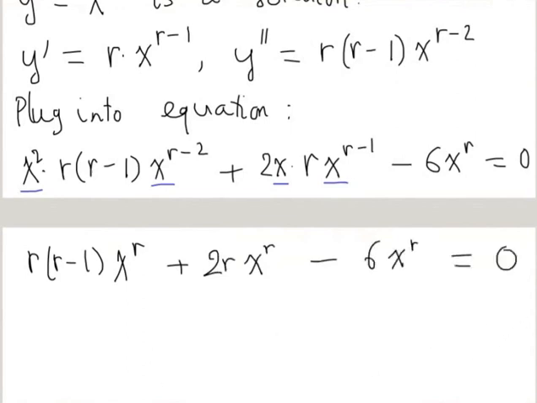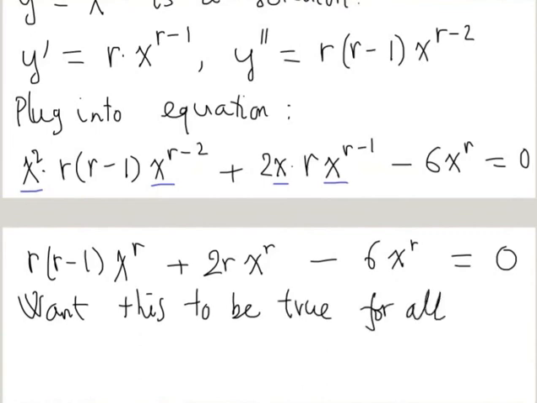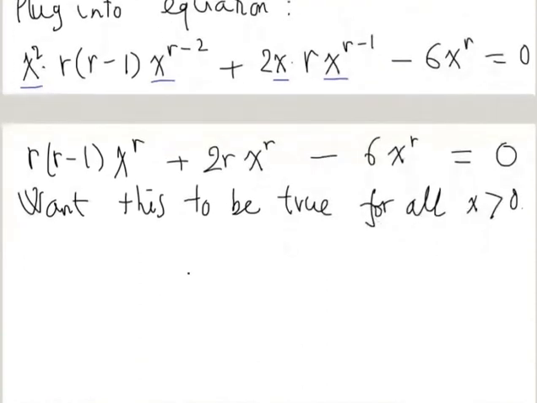We want this to be true for all x positive, that is the condition on the independent variable. Well, everything here contains the common factor of x to the r, so we just divide through by x to the r.